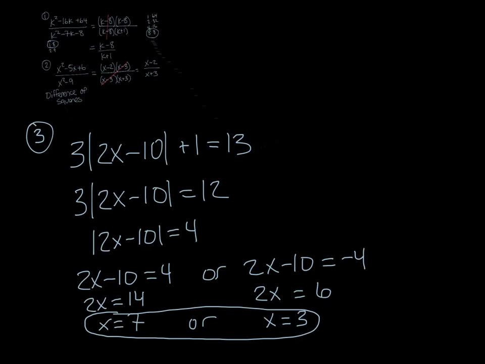x is 3 or 7. If we put them both in there, they would work. And that's going to be your mission for any absolute value equation. Isolate the absolute value first, and then give the plus or minus equation to account for all of the solutions.